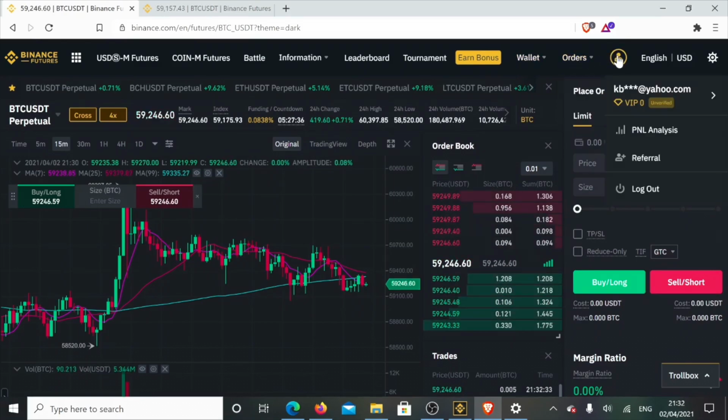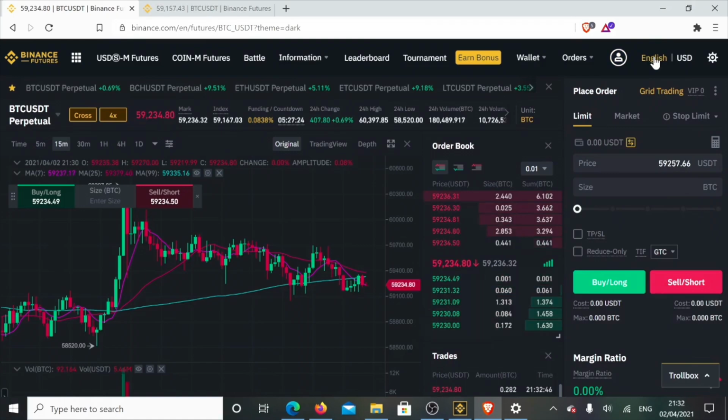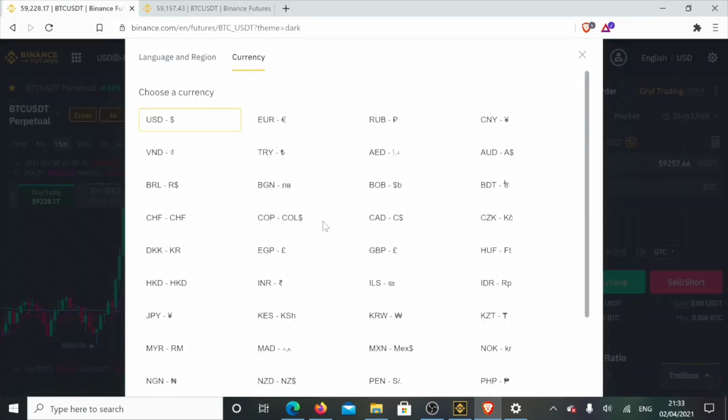Here it's your account. You can click on it also. You're going to see your email address, your profit and loss analysis, your referral code, and you can log out at any time. Here your language, English, you can put it in German, Russian, any language you speak. And my account is in US dollars. Yours can be in pounds, in euros. So here you can click and change to any currency you want. This is what will come out. So you can change it to your base currency.